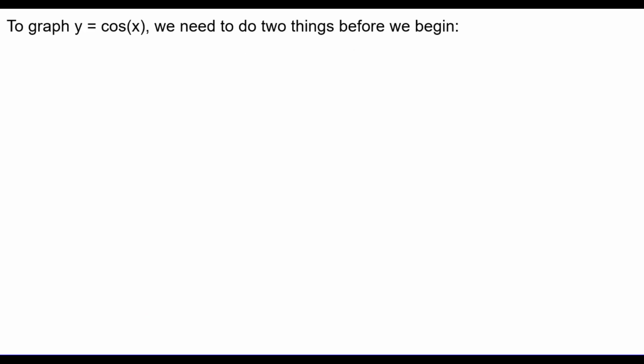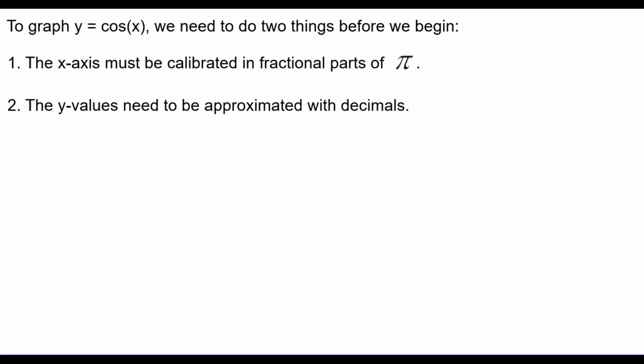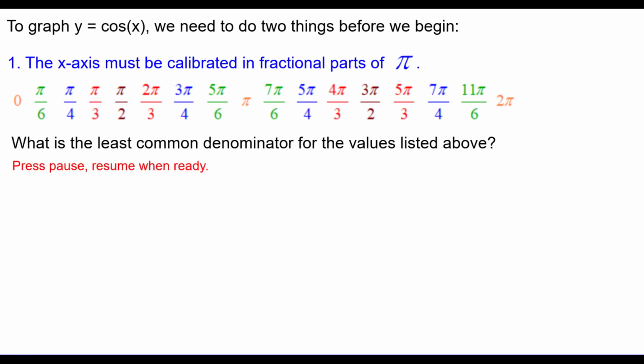To graph y equals the cosine of x, we need to do 2 things before we begin. The x-axis must be calibrated in fractional parts of pi, and the y values need to be approximated with decimals, like radical 2 over 2 and radical 3 over 2. So these are the fractional parts of pi that we need to put on the x-axis, because those are the values we know the sine and cosine of. What is the least common denominator for these values? Press pause, resume when you're ready.